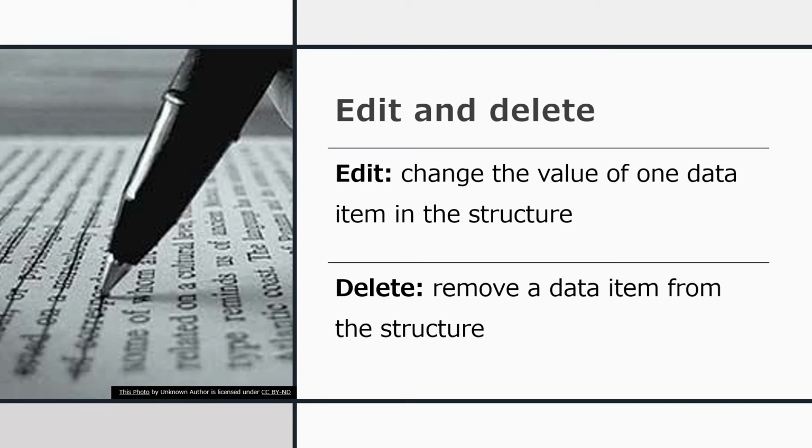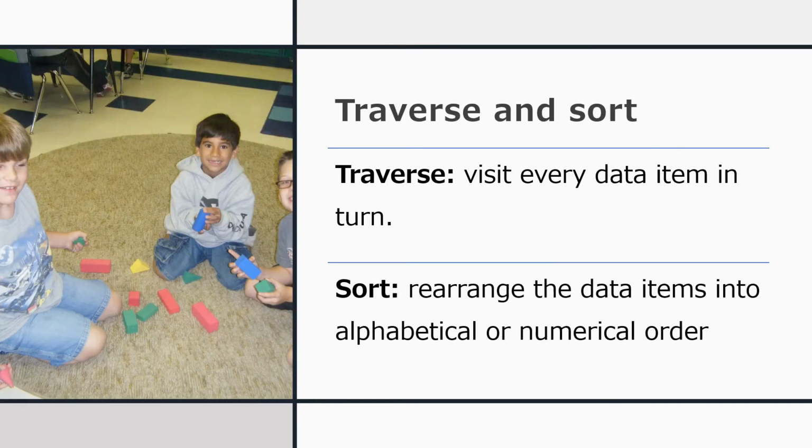Editing means changing the value of one of the data items in the structure, and deleting means removing a data item from the structure. Traversing a data structure means visiting every data item. Every item must be visited once and none must be missed out. And sorting means rearranging the data items into alphabetical or numerical order. Over the last few lessons, you've learned a lot of different algorithms for sorting data structures.